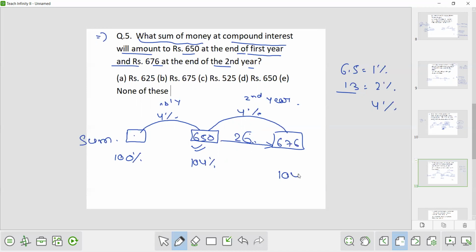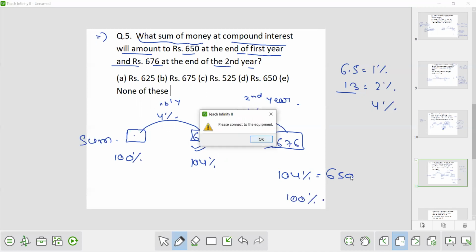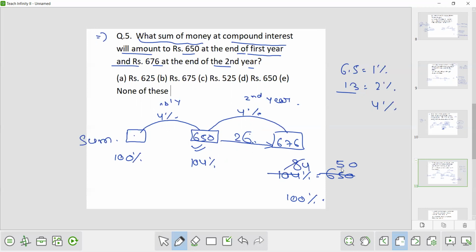And the value of 104% is given as 650. So we have to find what is 100%. Now cancel it in the 13 table: 50 times 13, 8 times, then 4 and 25. Now from here it's 25 times, so again it's 25 times. So 25 into 25 is 625.